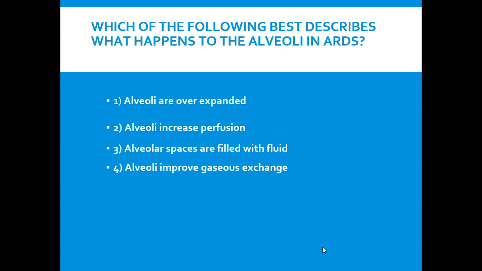Which of the following best describes what happens to the alveoli in ARDS? The alveoli are overexpanded. The alveoli increase perfusion. Alveolar spaces are filled with fluid. Or the alveoli improve gaseous exchange. So take a minute to answer that, or 10 seconds.